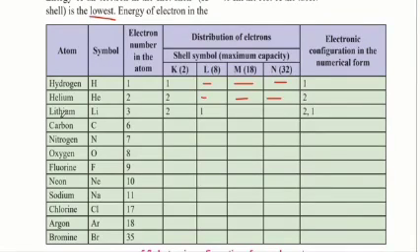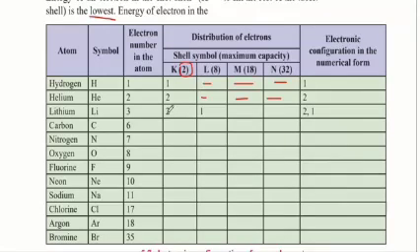The third one is lithium. Lithium is Li. The total number of electrons it has is 3. So, the first 2 electrons would go in the first shell, that is the K shell, because the K shell can only have a maximum of 2 electrons.